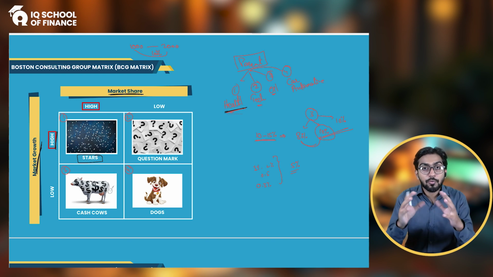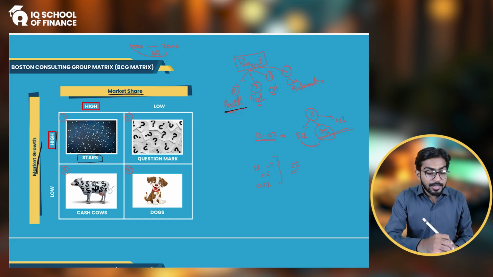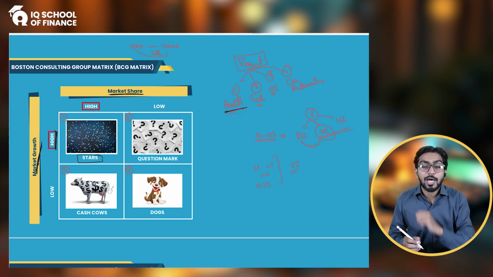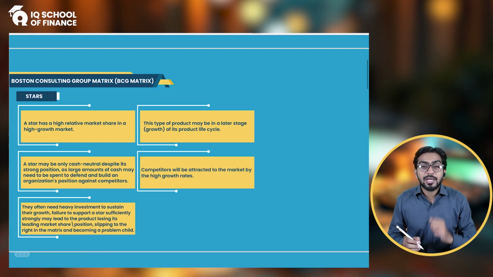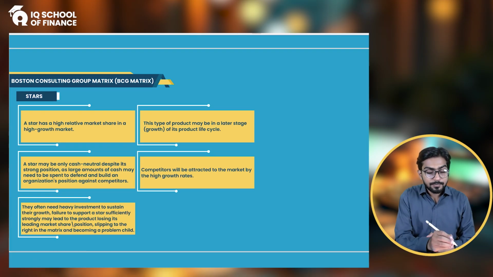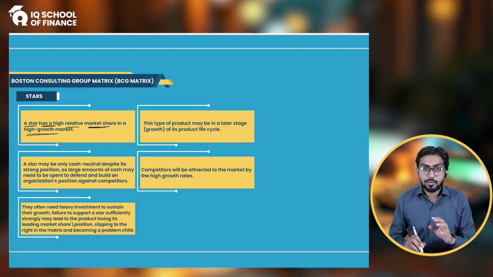That means that in the overall market, you have 20% of customers. And the market is also going to grow in the future. So the market growth rate is high. We will call it the star product. Now the BCG matrix tells you something about the star product. Number one, a star product has a high relative market share in a high growing market. Okay, we understand this thing.